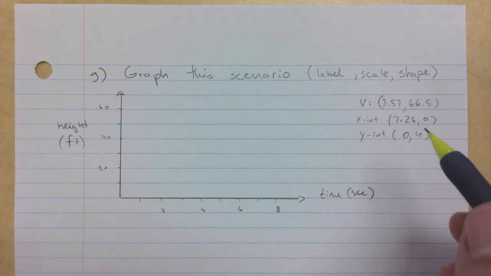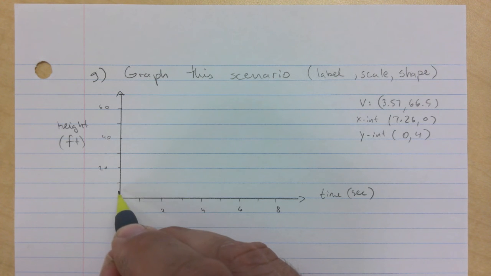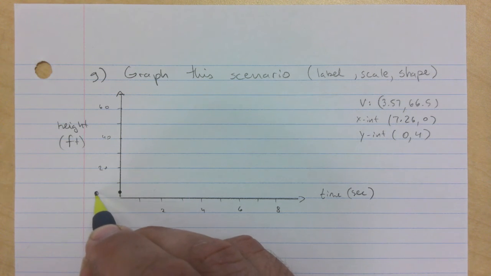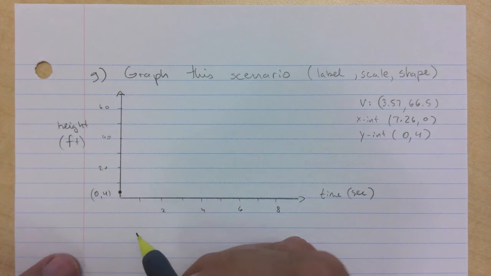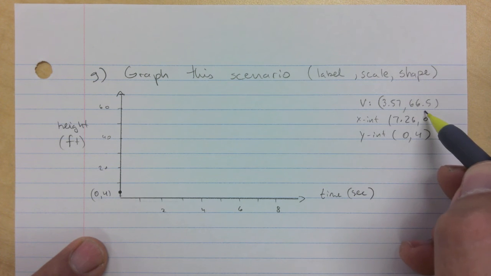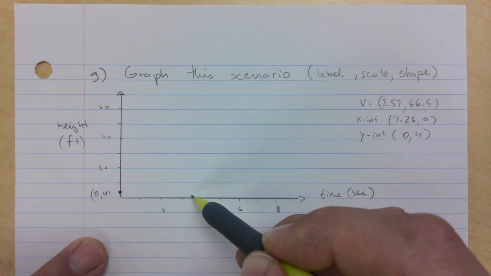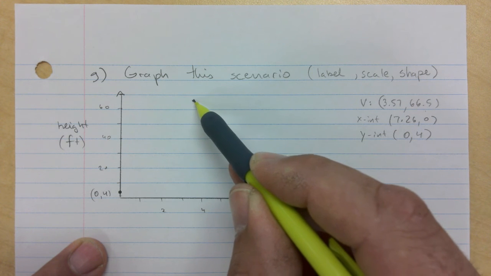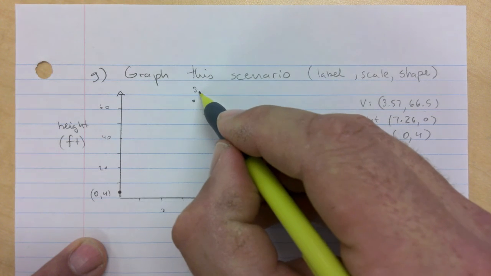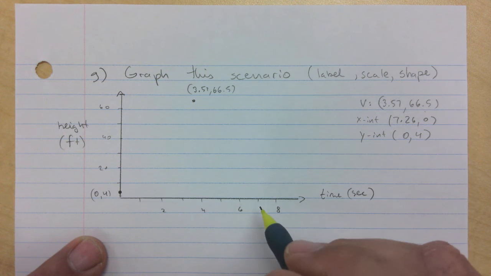And now I'm going to transfer these points that are so important into here. This is 10, 5 would be about half. So I'm just going to go a little under and make sure I label that (0, 4). It's not (0, 0), it's (0, 4). Look at your equation. Then I'm at (3.57, 66.5). So 3.57 is right about here, and 66.5 would be right about there. It's not that bad if you practice these, okay?